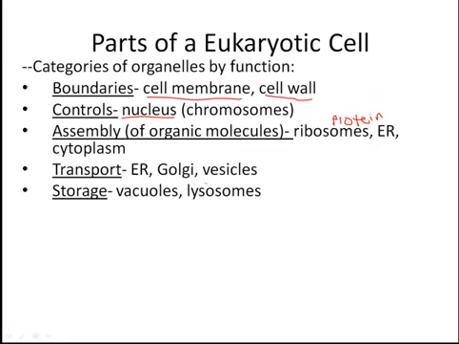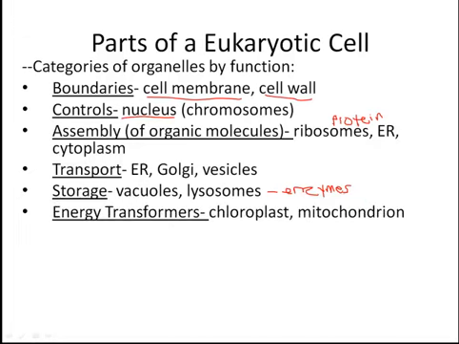Storage. Sometimes we need to store stuff. So vacuoles and lysosomes are good for storage. Vacuoles in plants are very large and store a lot of water. In animal cells, they tend to be smaller, but they'll still store water and food and things like that. Lysosomes actually contain enzymes, and so their job is once they're storing stuff, they can actually break some of that stuff down for the cell and get rid of it, and that includes worn out cell parts.